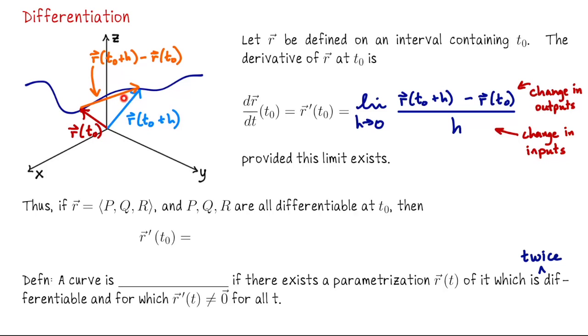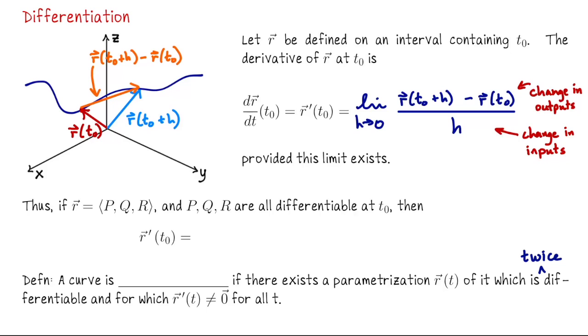So this is what the numerator is calculating: this vector that points from r of t0 to r of t0 plus h. And then dividing it by h is really just like multiplying by the scalar 1 over h. So this difference quotient is a scaled version of this vector I just drew. Now if this limit exists, then as you can see, r prime of t0 would be a vector.